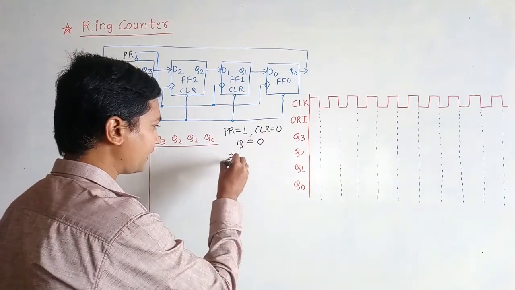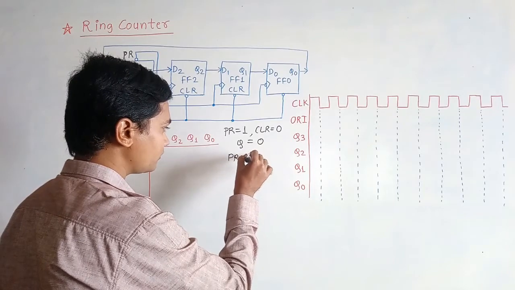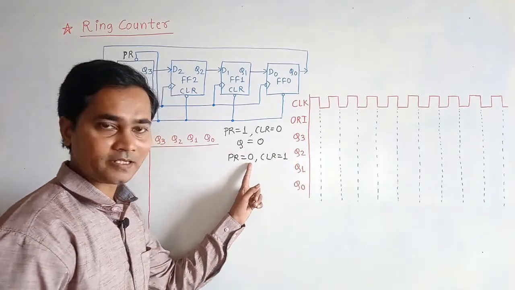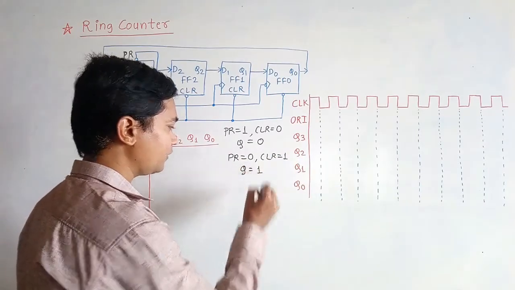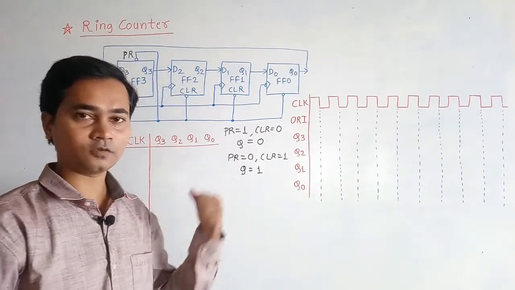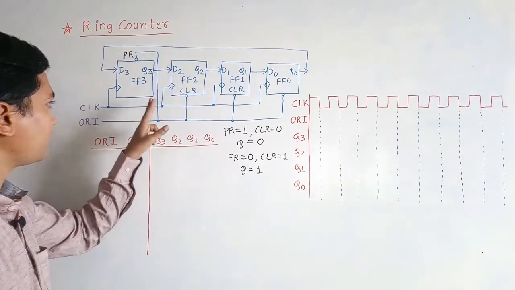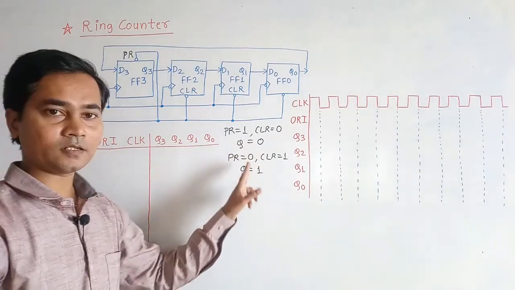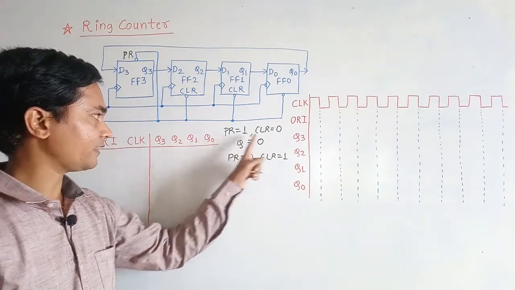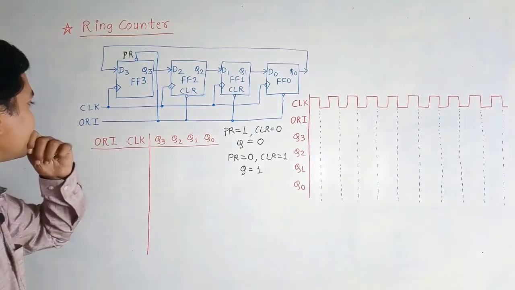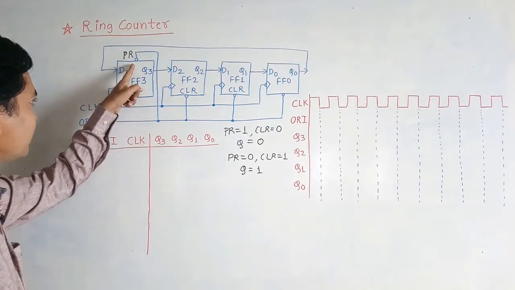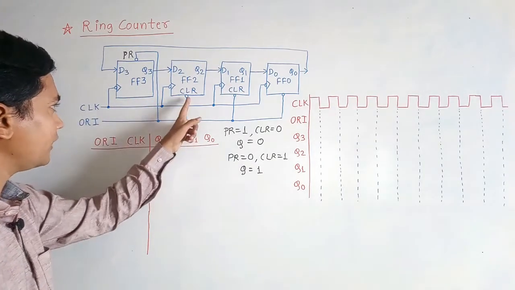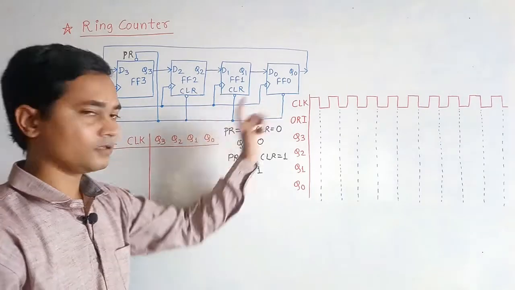The second case is if PR equal to 0 and clear equal to 1, that means preset is activated. In this case the Q will be 1; preset means setting the output. So this is how the flip-flop has the preset and clear inputs, and we can set or clear the flip-flop's output depending upon the preset and clear. Here the ORI is connected to the preset of the first flip-flop, and the ORI is connected to the clear inputs of all the other flip-flops.